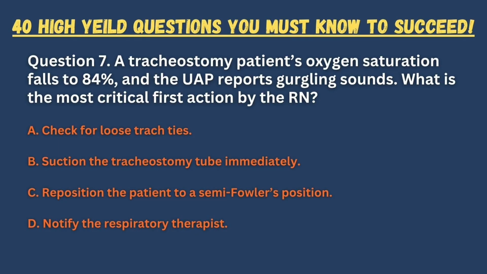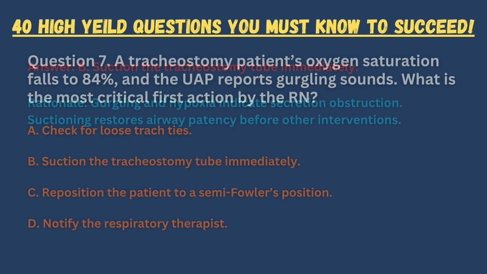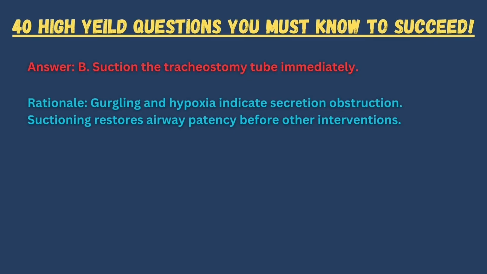A. Check for loose trach ties. B. Suction the tracheostomy tube immediately. C. Reposition the patient to a semi-Fowler's position. D. Notify the respiratory therapist. Answer: B. Suction the tracheostomy tube immediately. Rationale: gurgling and hypoxia indicate secretion obstruction. Suctioning restores airway patency before other interventions.